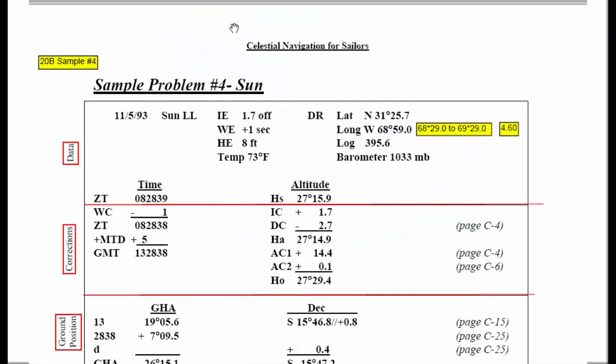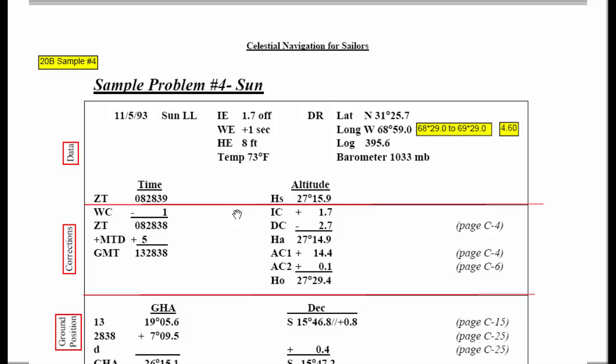And here is a smooth copy of that. Let's go through the sections of this. First off, in this top box above the first red line, we have the data. November 5th, 93, the sun, the lower limb. It could be upper limb, but this shot was the lower limb. We have the index error, the watch error, and the height of eye, which I call my 3 E's.